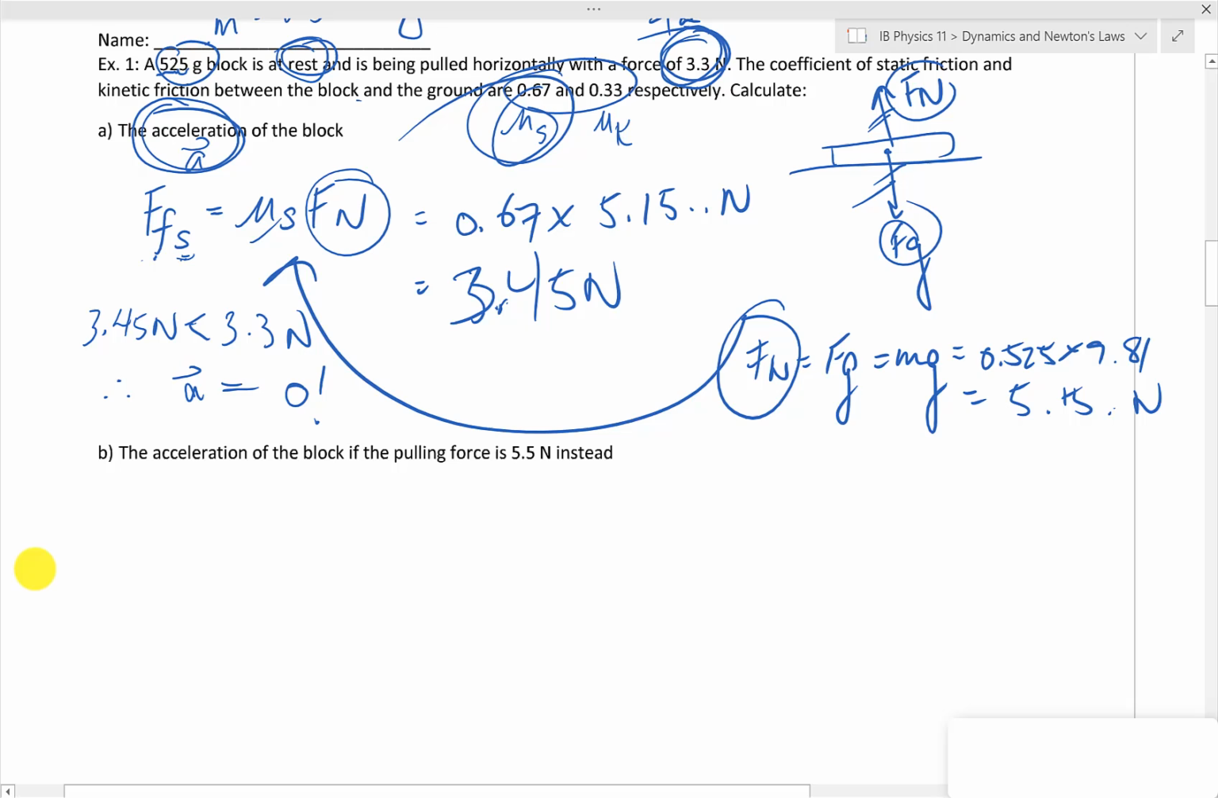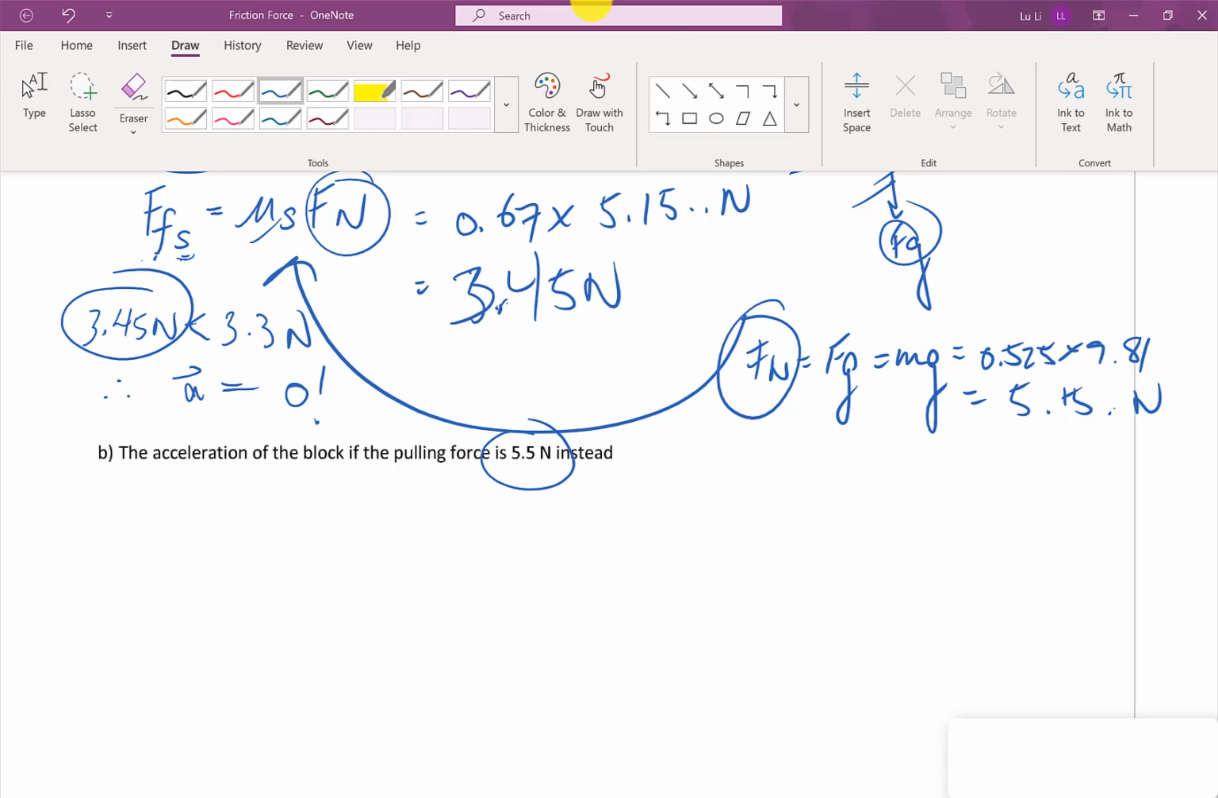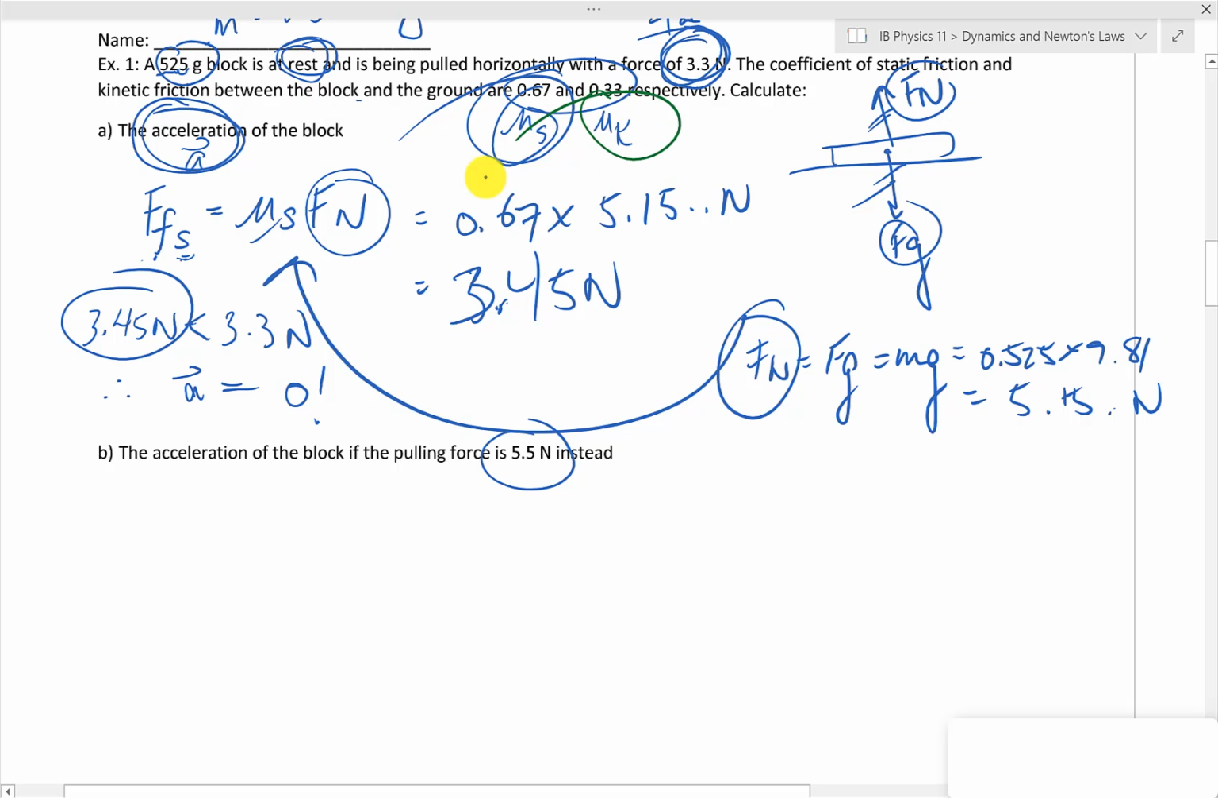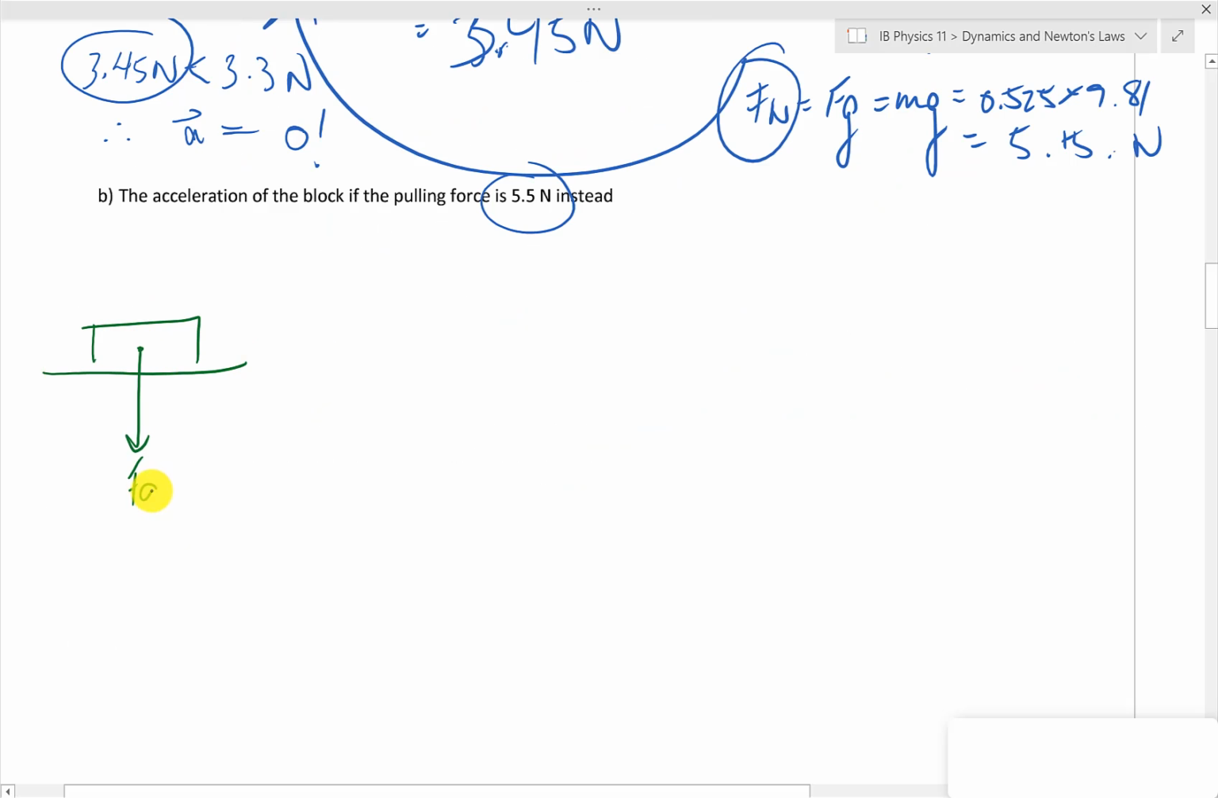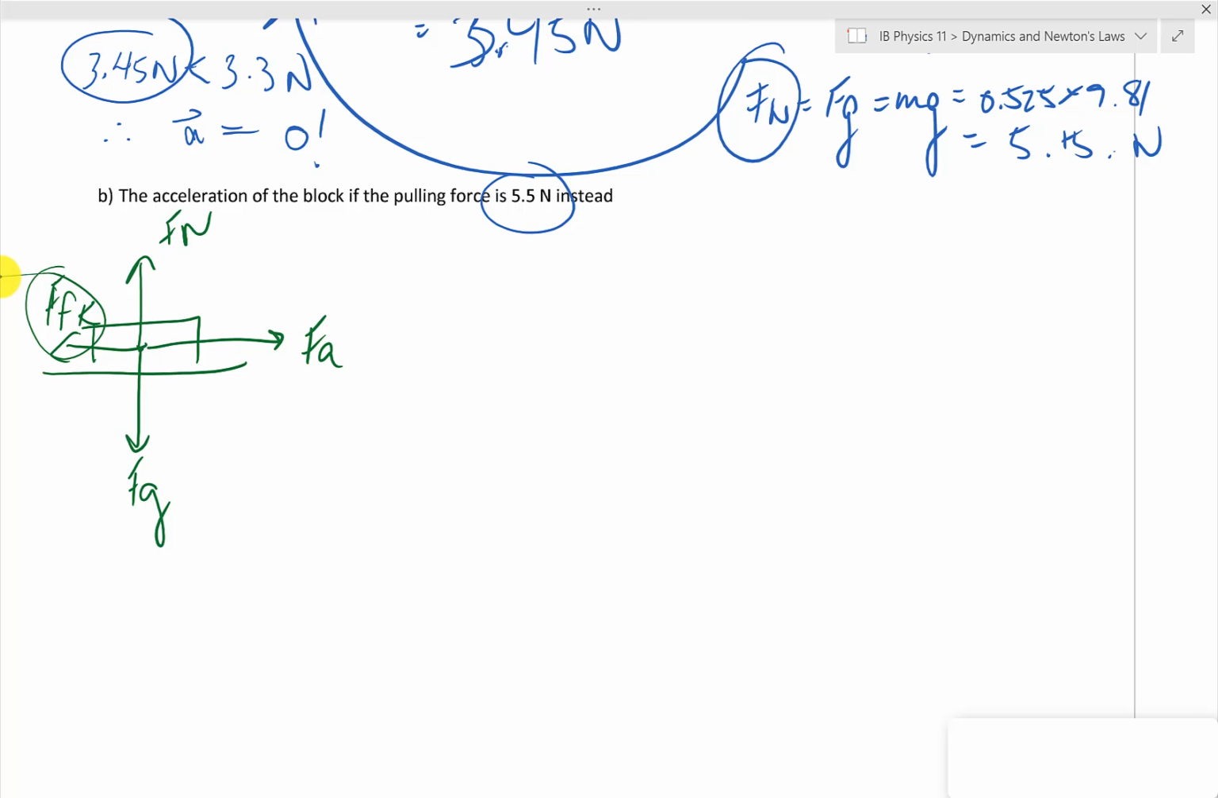Okay, now we have a second question B. What is the acceleration of the block if the pulling force is 5.5 newtons instead? And notice 5.5 is definitely larger than 3.45 newtons, so this block will be moving, it will be accelerating, but this time we are going to need to use the coefficient of kinetic friction since the block will be moving now. And to start us off, let's draw a free body diagram of a block. And we know this time that the applied force is going to be much larger than the force of friction because the block will be accelerating, and also because the kinetic friction is going to be less than your static friction that we calculated above.